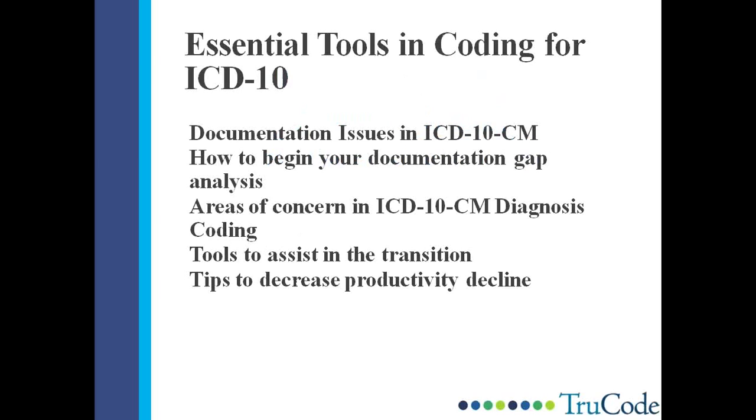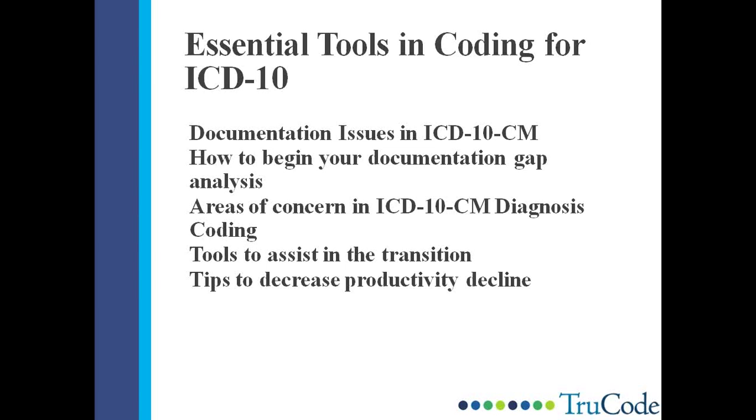So what we're going to be talking about today are some of the different areas in coding for ICD-10. Probably one of the most important things we need to do to get ready for ICD-10 is look at the documentation issues within your facility, whether you're a hospital or physician practice, whatever type of facility you work in. I think it's very, very important. We're going to spend a lot of our time on ICD-10-CM, but also a little bit on ICD-10-PCS. We're going to talk about gap analysis, look at some areas of concern in both diagnosis and procedure coding, and then talk as we go through about some different tools that can assist you in the transition to ICD-10. And then at the very end, we will talk a little bit about some tips to decrease your productivity decline.